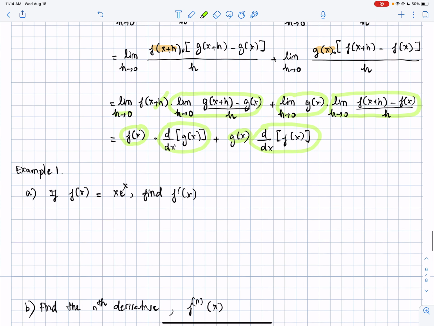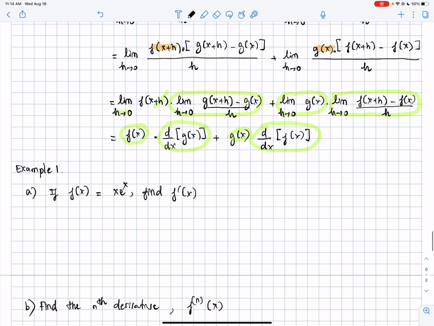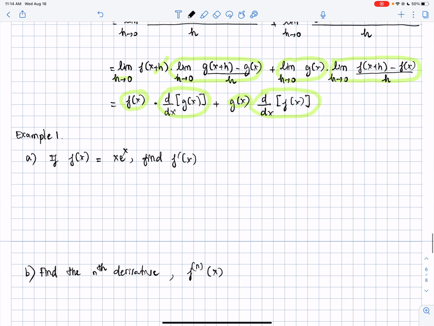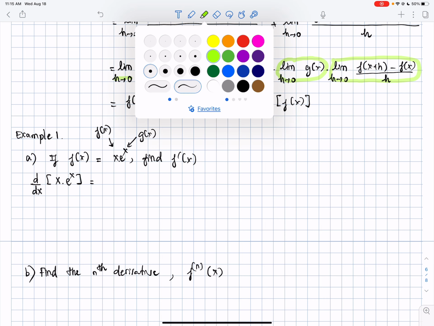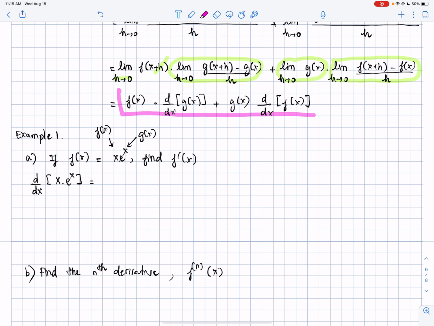So we're going to do example number 1 to apply the product rule. We have the multiplication between x and e to the x, so we want to take the first derivative of x times e to the x. So this will be the function f of x, and this will be the function g of x. So we have the product rule in this step, and we're going to apply this.